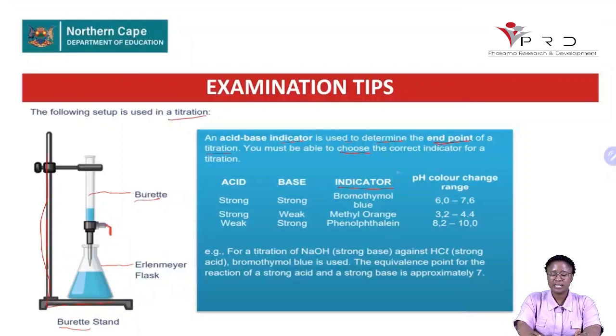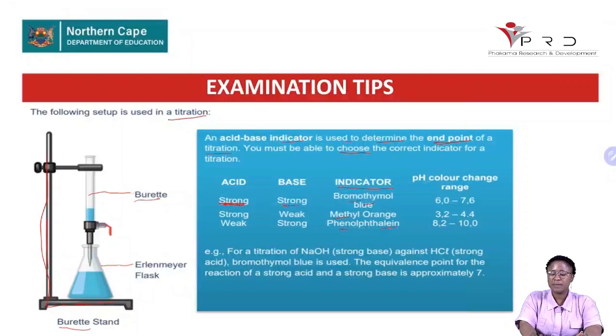Now, which indicators must you know? There are 3 indicators that you must remember. You have the bromothymol blue, you have the methyl orange, you have the phenolphthalein, which are the 3 indicators that you must know. However, you need to know when to use which one. So here I've said, in order for you to use bromothymol blue, that means you must have a strong acid reacting with a strong base.